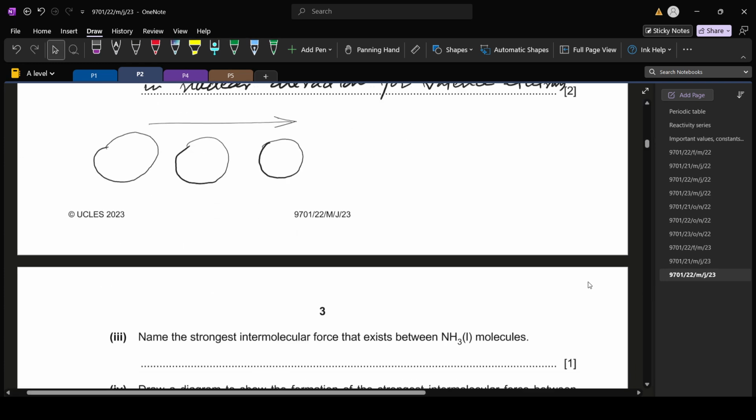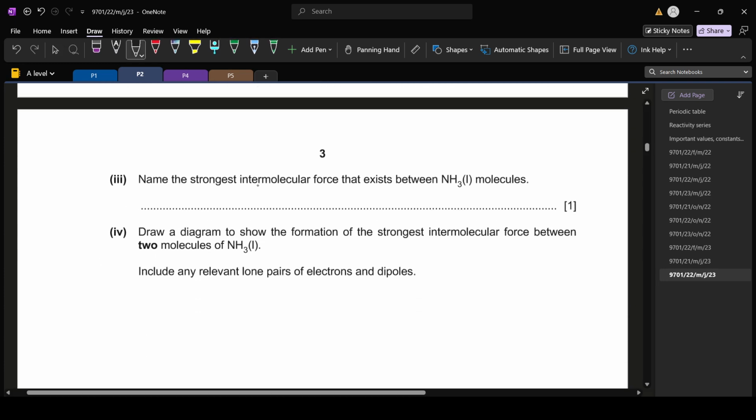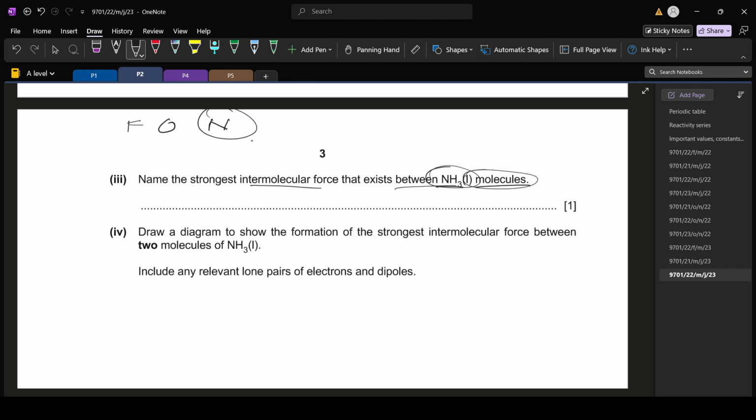Now moving towards the next part. Name the strongest intermolecular force that exists between ammonia molecules. Ammonia contains hydrogen bonding. Hydrogen bonding can only occur with fluorine, oxygen, and nitrogen. Because there is nitrogen present in ammonia, along with hydrogen, there will be hydrogen bonding. So the strongest intermolecular force in ammonia is hydrogen bonding.